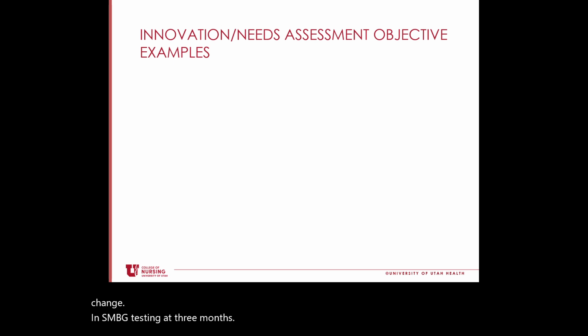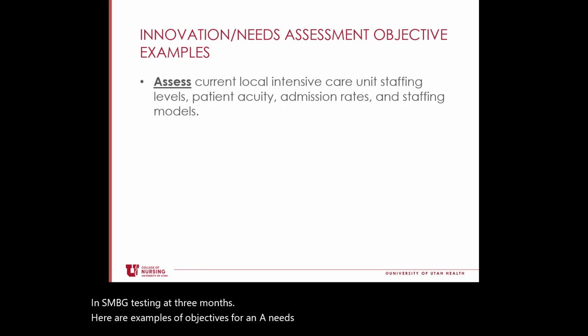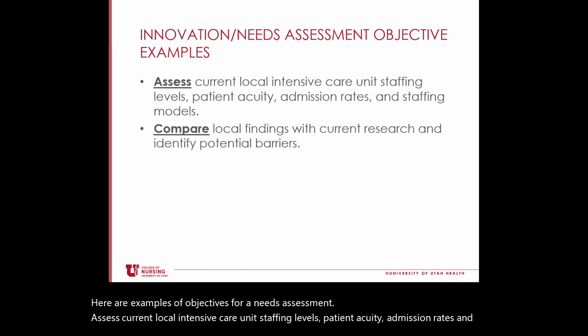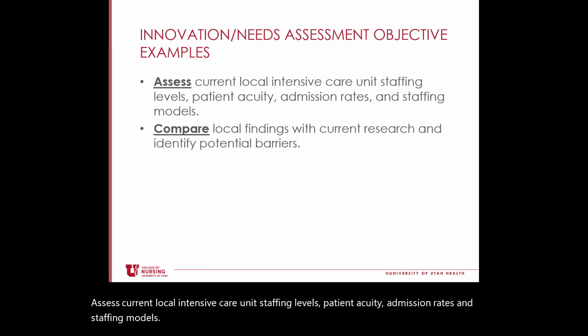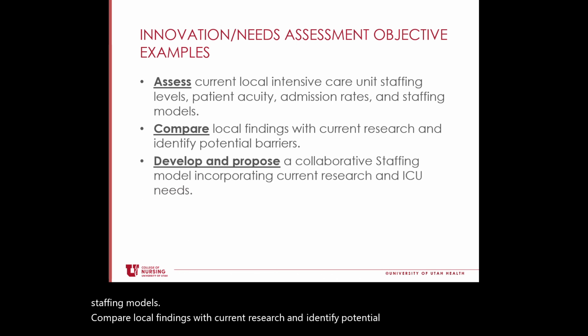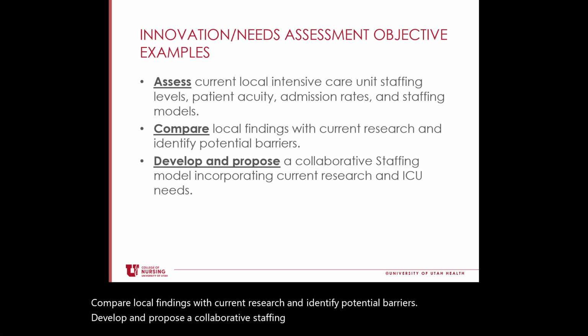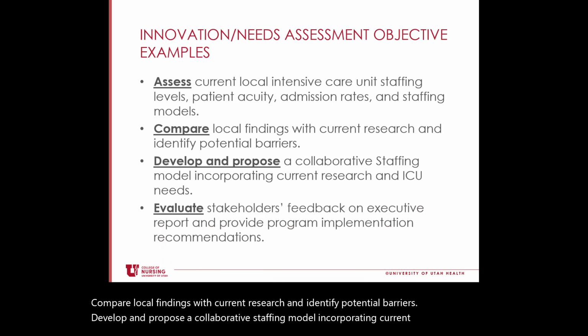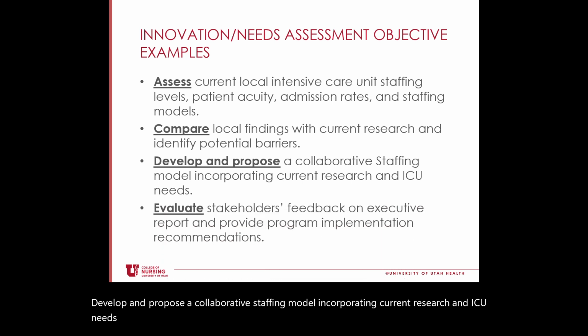Here are examples of objectives for a needs assessment. Assess current local intensive care unit staffing levels, patient acuity, admission rates, and staffing models. Compare local findings with current research and identify potential barriers. Develop and propose a collaborative staffing model incorporating current research and ICU needs. Evaluate stakeholders' feedback on executive report and provide program implementation recommendations.